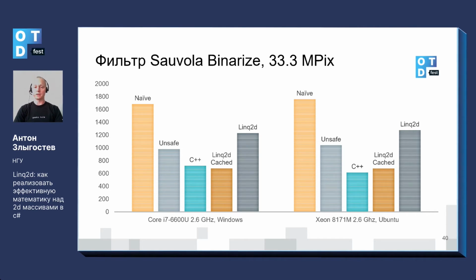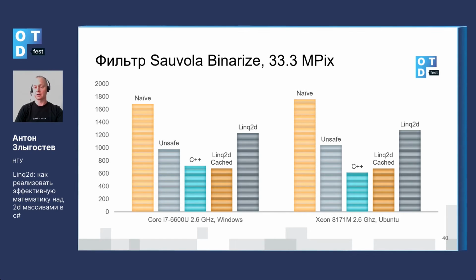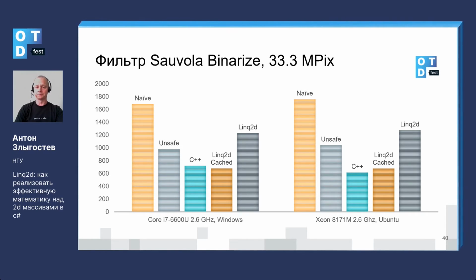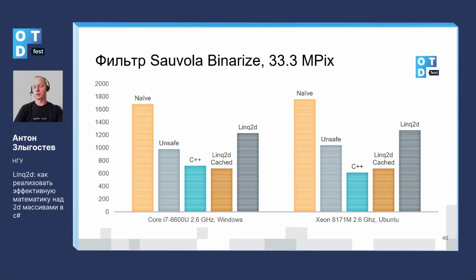So here's our binarization, 33 megapixel picture. To the left is Windows 10 on my laptop. To the right is Ubuntu, GitHub Actions. There's some lottery here, because when we run GitHub Actions, we can get pretty much any machine with different characteristics, but the relative performance is roughly the same. So the naive approach on both machines would take 1,700 milliseconds. Unsafe would get us like 40%.